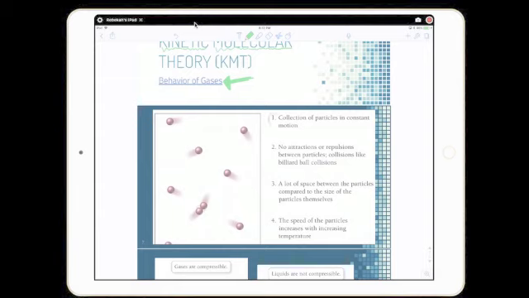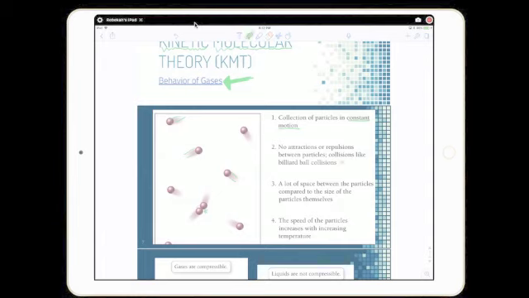First, the particles need to be in constant motion. These particles over here are constantly moving, denoted by the swoosh marks behind the particles. The second one is that there are no attractions or repulsions between the particles. When they hit like billiard balls, they don't stick together, and they don't actually repel each other. They just hit and transfer their energy to the next particle.